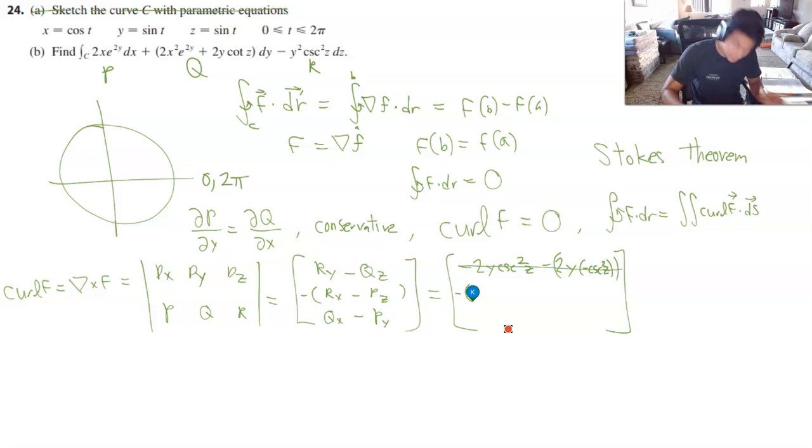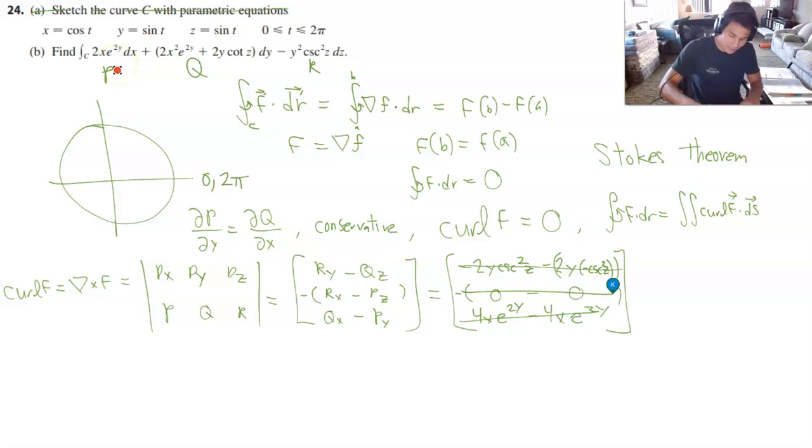Okay, what's the next one? If I take r again with respect to x, you see that's 0. And if I take p with respect to z, then this is equal to 0. And then if I take q with respect to x, this is 0, but then this is still part of q. If I take it with respect to x, it's just going to be 4x e to the 2y. Then it's going to be minus p with respect to y. Let's take p with respect to y. Look at that. That's going to be 4x e to the 2y. And those cancel, and this cancels. Everything cancels. Isn't that nice?